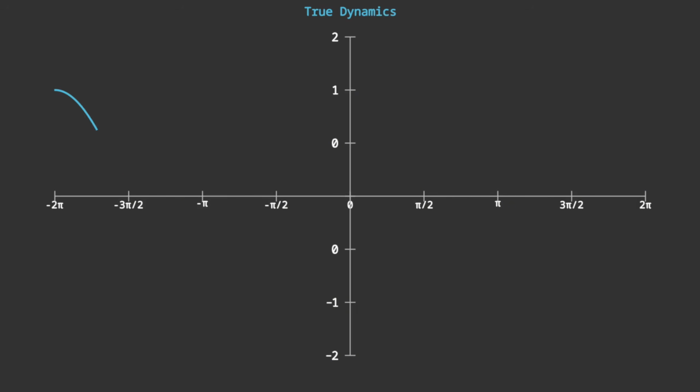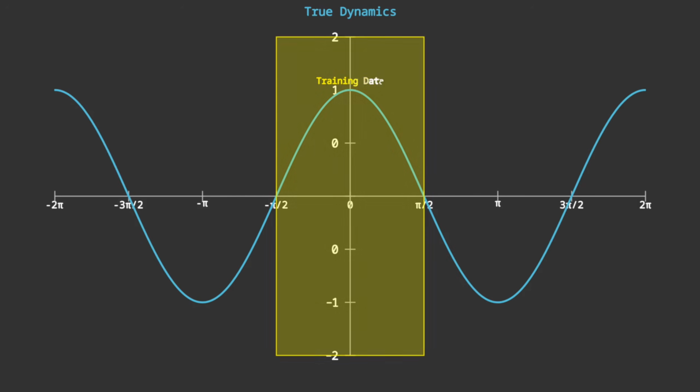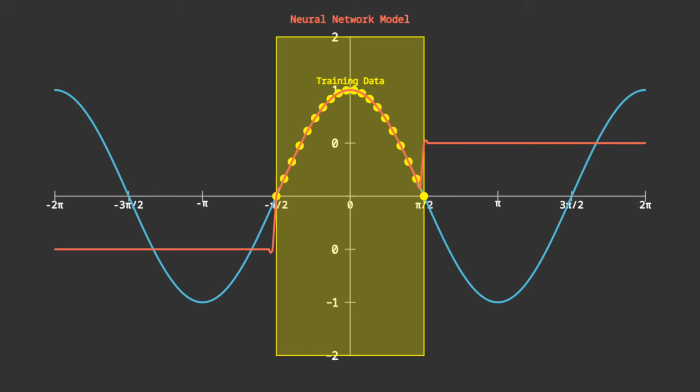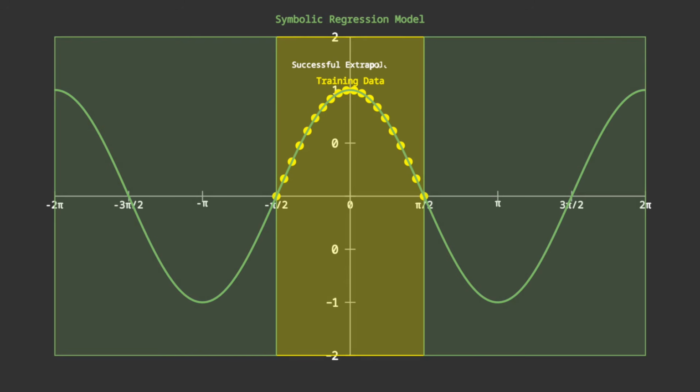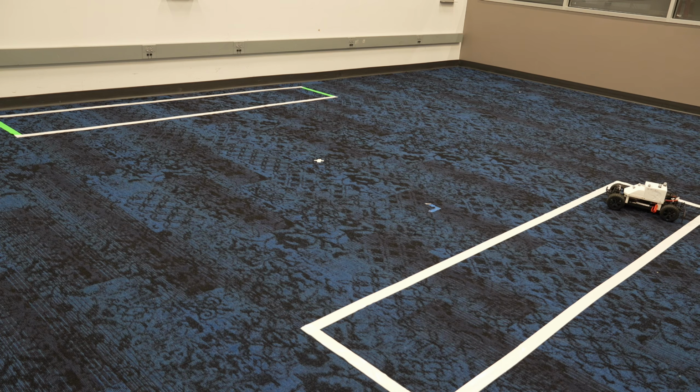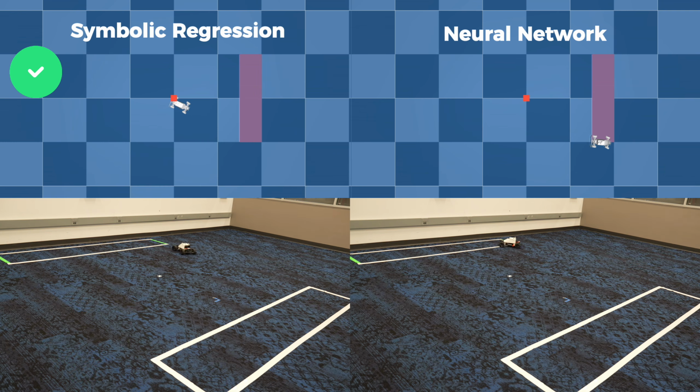Think of a sine wave. A neural network fits the part it sees, but collapses outside its range. Symbolic regression recovers the true equation and keeps working everywhere else. That same principle holds in robotics. Even if a model only trains on forward driving, it still works in reverse. This generalization makes symbolic regression a strong base for adaptive control.